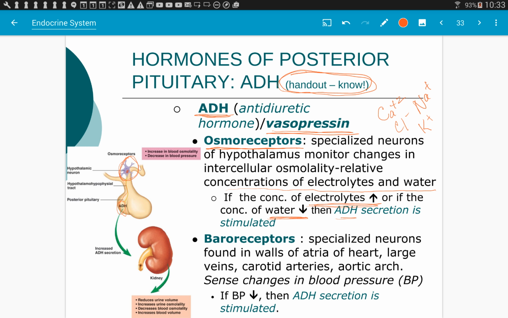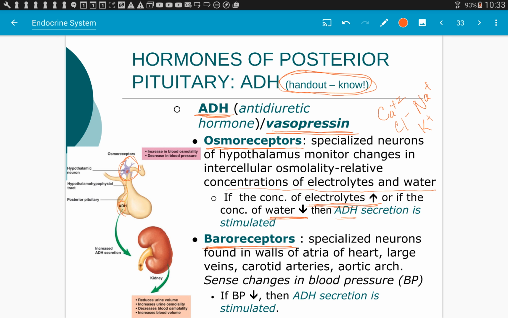So the next step here, baroreceptors, which is not shown in this picture. We'll go over this picture in just a moment. But baroreceptors, if you look at the prefix baro, does that remind you of any other words? Sound familiar? Barometer?